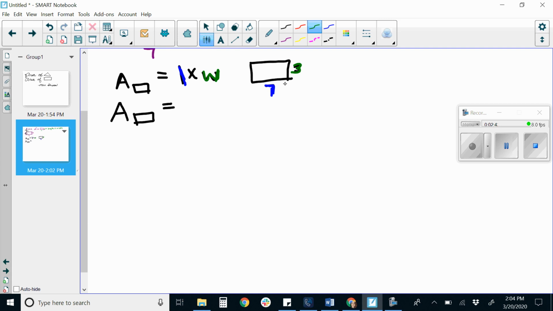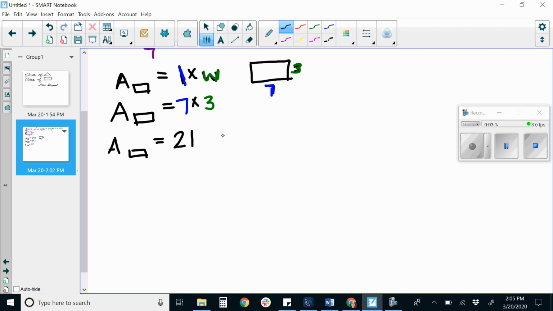All right, so the length of this rectangle is 7, so I'm just going to plug in the 7 where the L would go, times 3, which is the width. Area of a rectangle is 7 times 3, 21. So the area of this rectangle is 21.